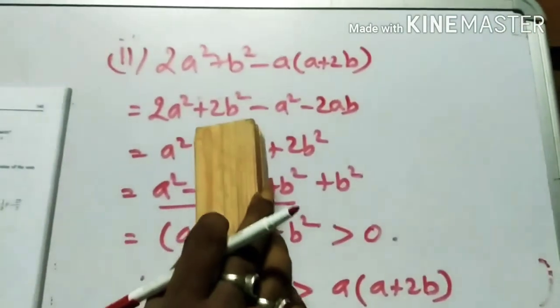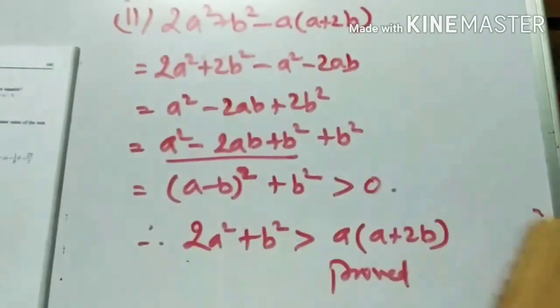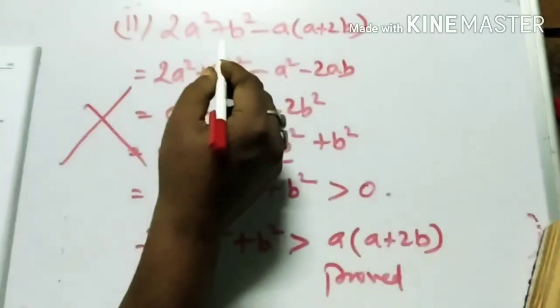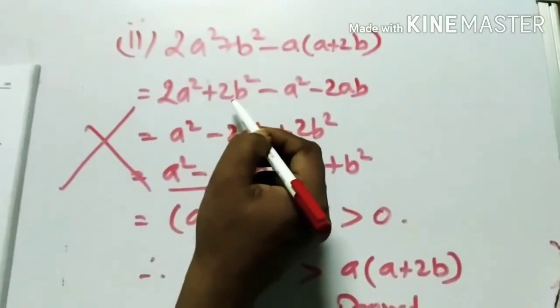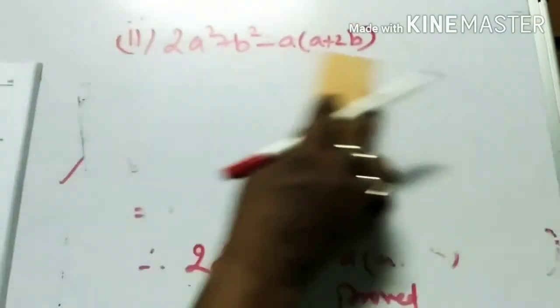See, I made a slight mistake here. Let me do this sum again. This here should be b square. I wrote here 2b square. I made a slight mistake here. Let me do it again for you.